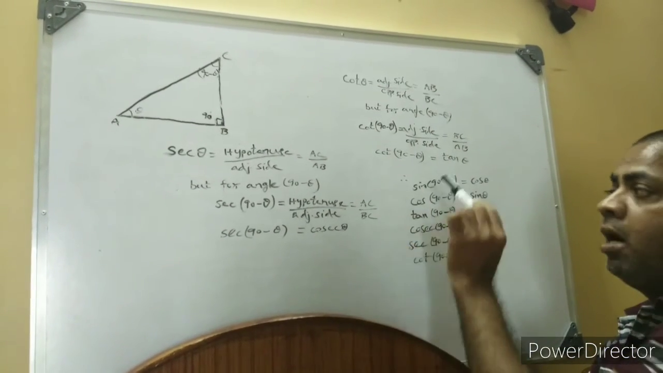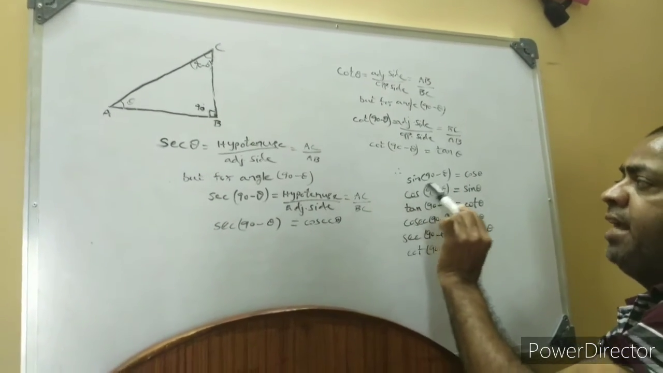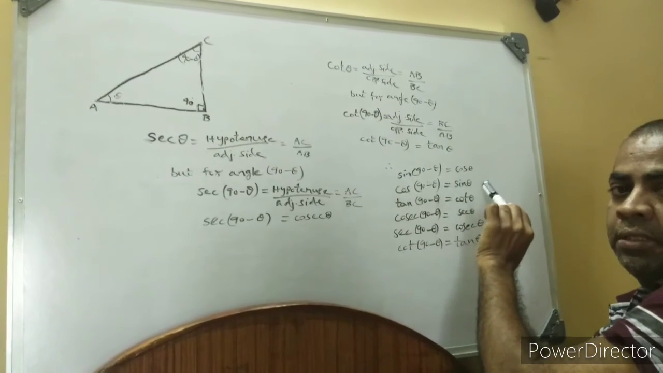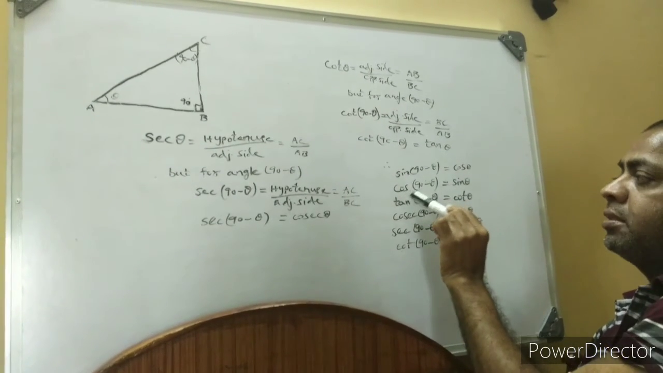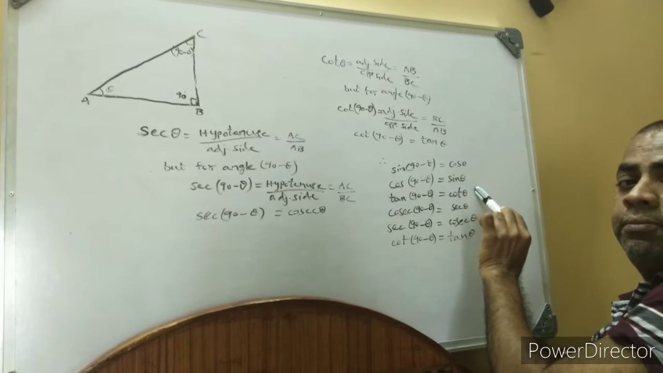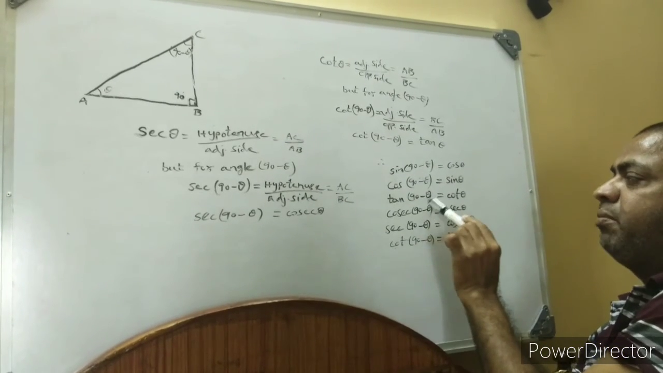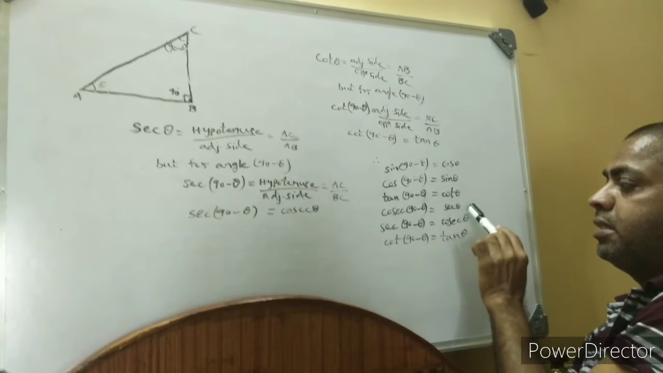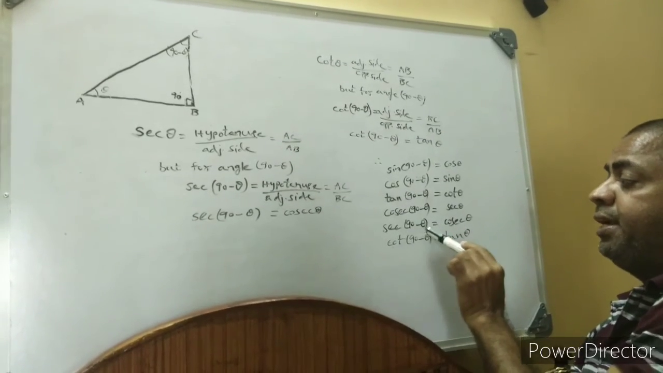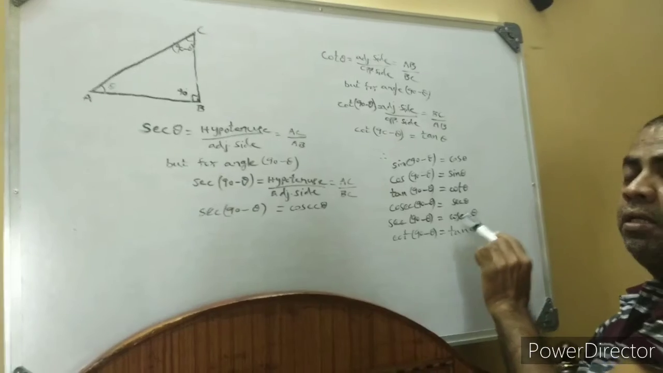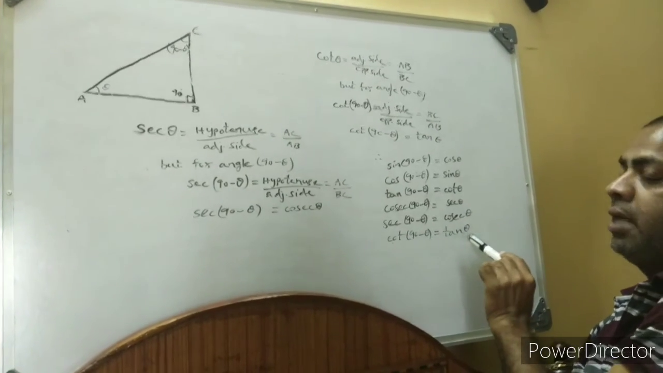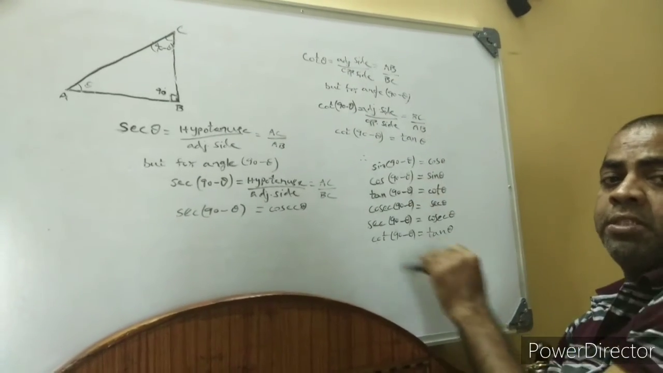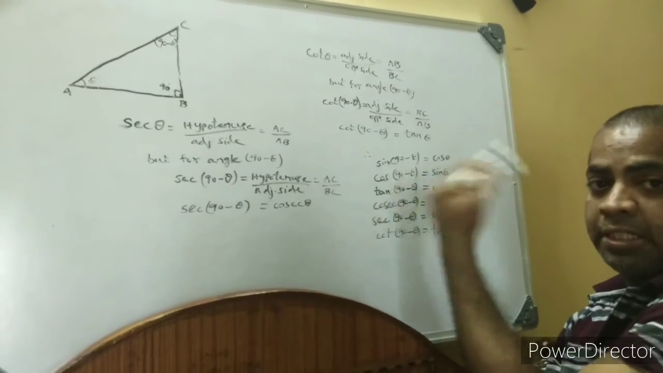By this, you have to conclude that sin 90 minus theta is equal to cos theta, cos 90 minus theta is equal to sin theta, tan 90 minus theta is equal to cot theta, cosecant 90 minus theta is equal to secant theta, secant 90 minus theta is equal to cosecant theta, and cot 90 minus theta is equal to tan theta. Using this, we will work out a number of problems in the next class.